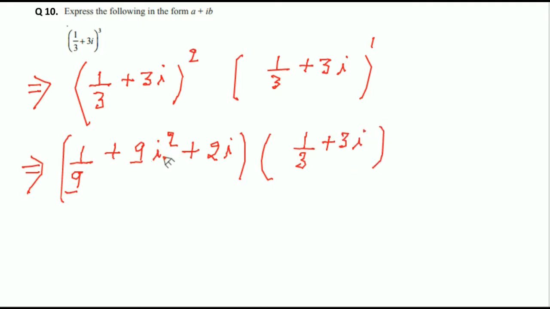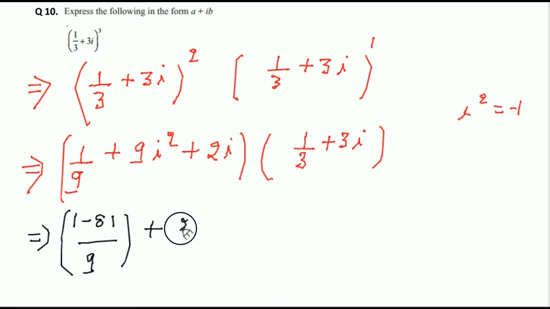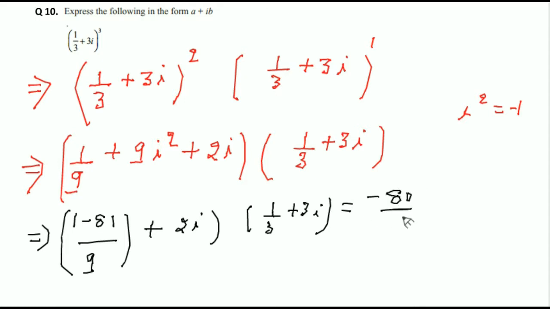Let's write the value of iota square. As you know, iota square equals minus 1. So if you put this value, then you can get 1 by 9 minus 9, so then 9 and 1, minus 81, plus 2 iota. And now here you have 1 by 3 plus 3 iota. So now you can write 1 minus 81, that is 80, so minus 80 by 9 plus 2 iota into 1 by 3 plus 3 iota.